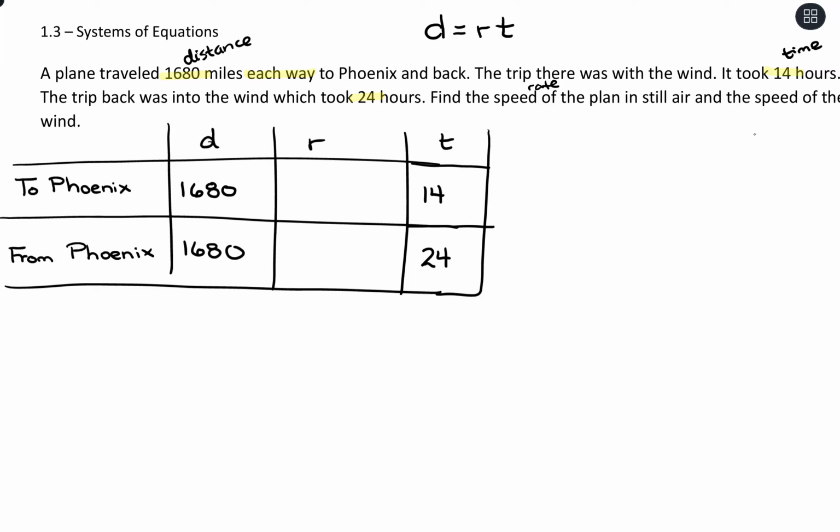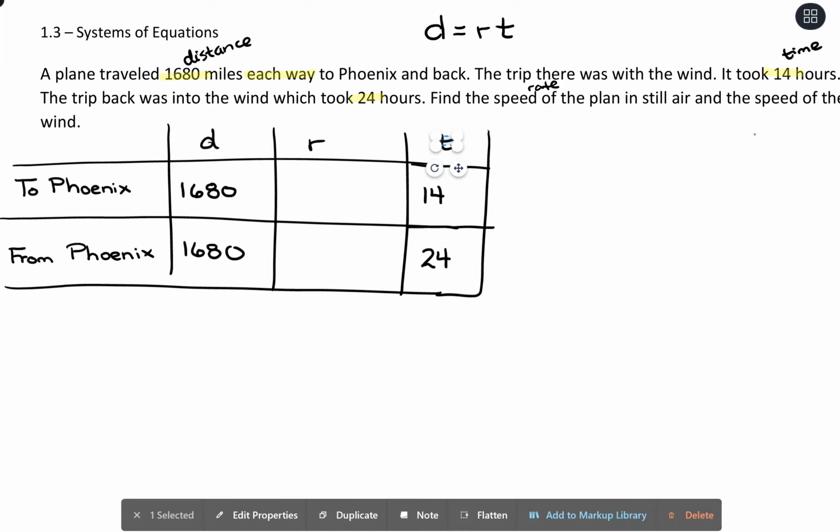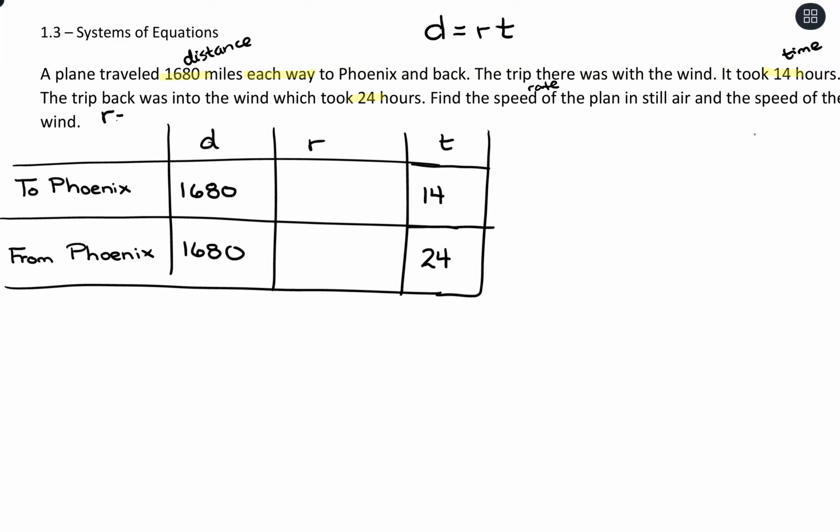Now with the rate, we have two pieces here. We have the speed of the plane in still air, and we also have the speed of the wind. So let's call our two variables: R is the speed of the plane, and W equals the speed of the wind.